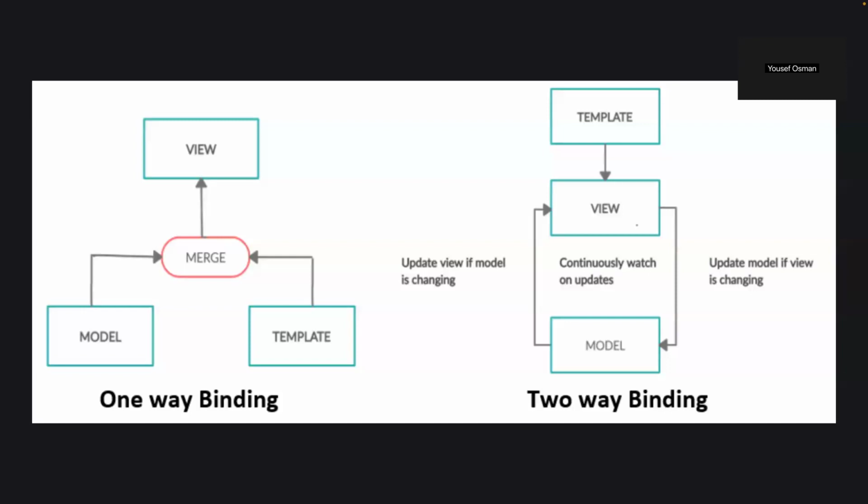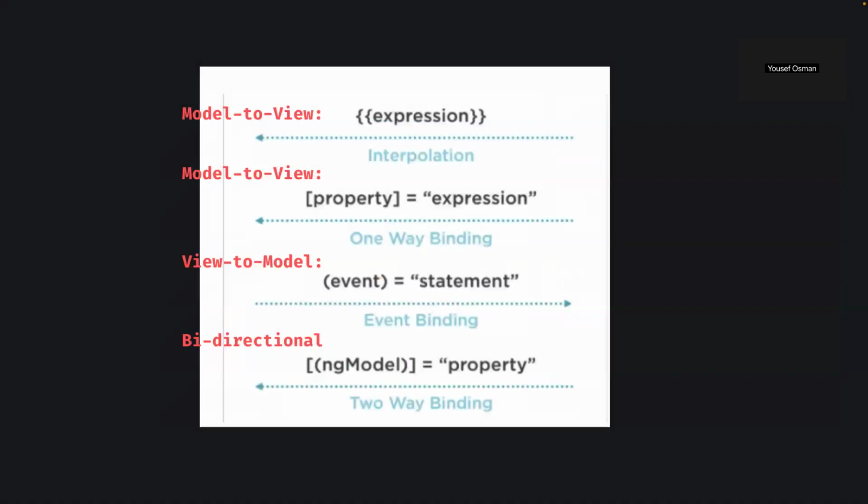And here's the diagram of one-way binding and two-way binding. One-way binding is basically where we have the model and template. They both together define the component, and we provide the view, the UI. Whenever we have two-way binding, the UI is updating the model, and the model can update the UI at the same time. So it's bidirectional binding. Let me just show you examples of how it is written in code.